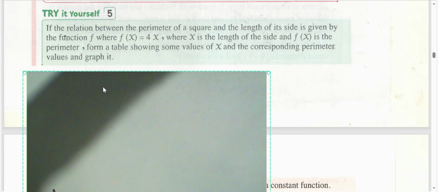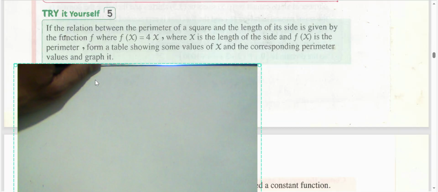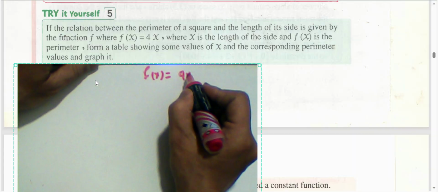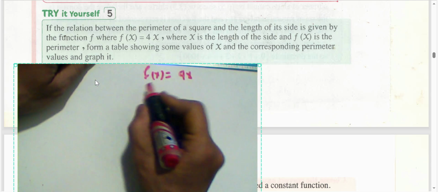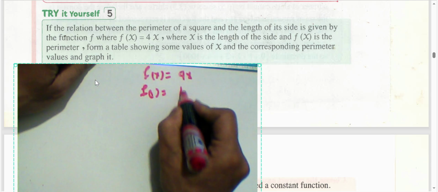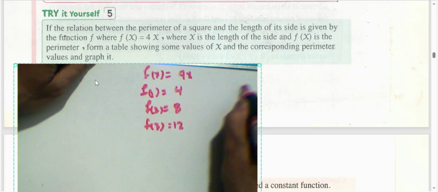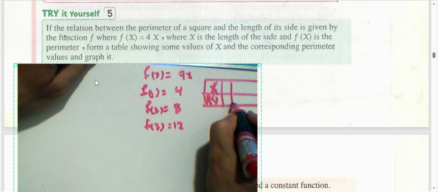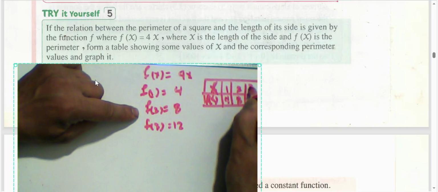The relation between the parameter of x means we have f of x equals 4x. He gives me the parameter, and you want to find the corresponding parameter graphically. Then we can draw f of x equals 4x. If x equals 1, then f of 1 will be 4. 2 times 4 equals 8, and f of 3 is 12. You can draw the table here and write x and f of x: for 1 the image is 4, for 2 it is 8, and for 3 the image will be 12.